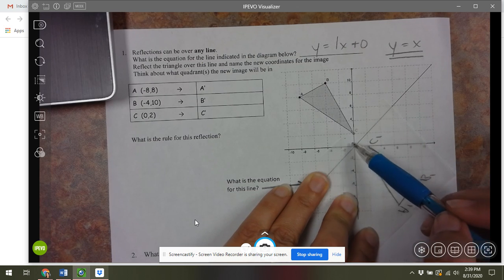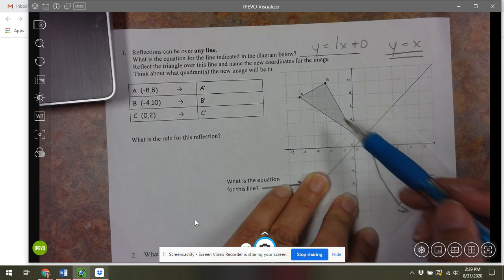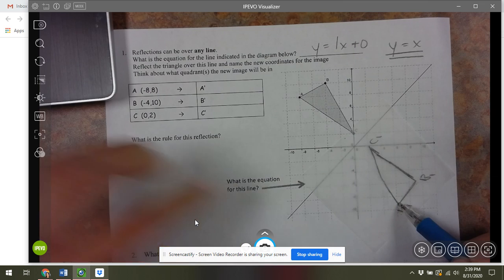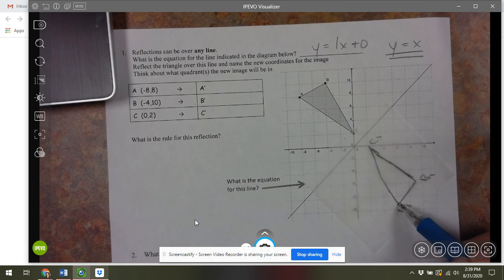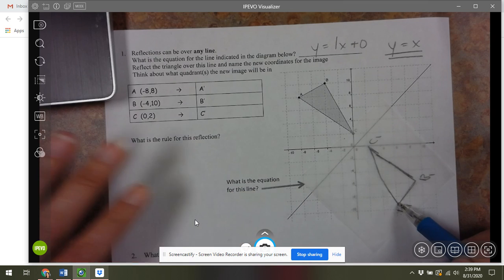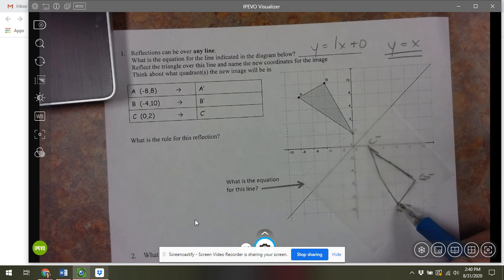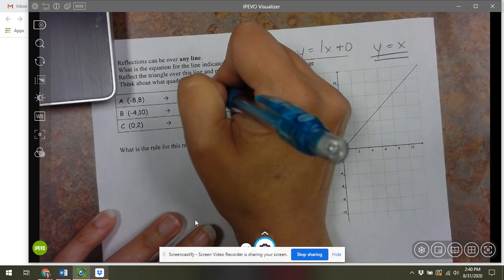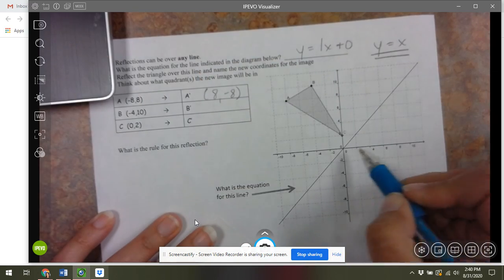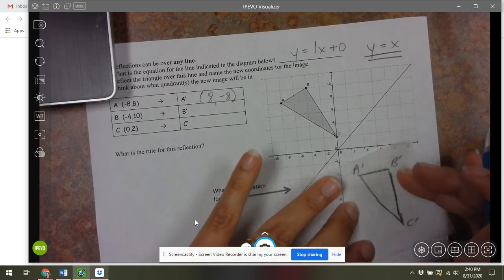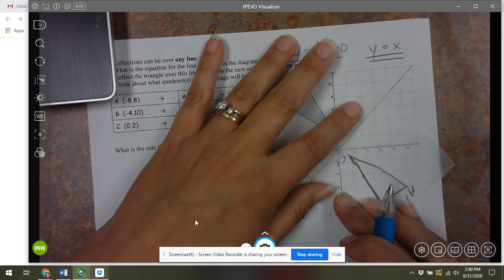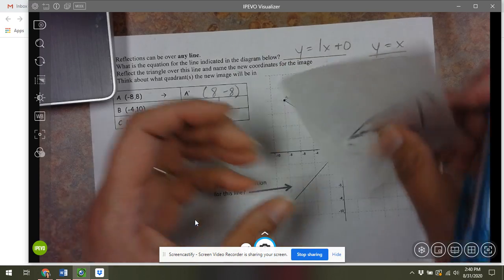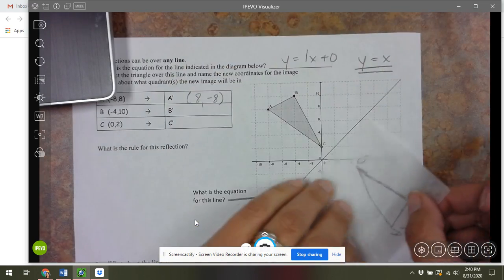So A prime, instead of being negative 8, 8, it's down here as the point over 8, down 8. So this is 8, negative 8. I moved my paper. So this reflects to here.